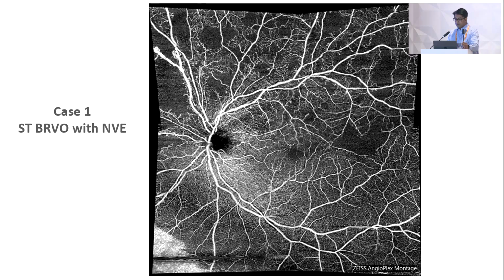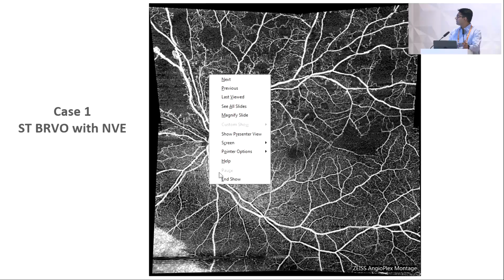So I'll show you this case. This is a superior temporal BRVO. Okay, so these are the small NVE patches which are there, and these are the non-perfusion areas.